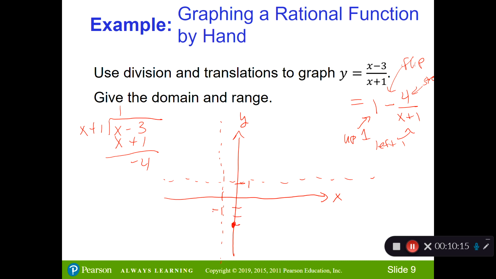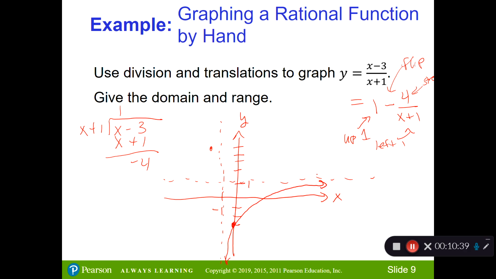Now the point that was negative 1, negative 1, this minus 4 would take it to negative 1, positive 4. This would take it to negative 2, positive 4. And then up 1 would take it to negative 2, positive 5. 1, 2, 3, 4, 5. All right, so there's our graph.